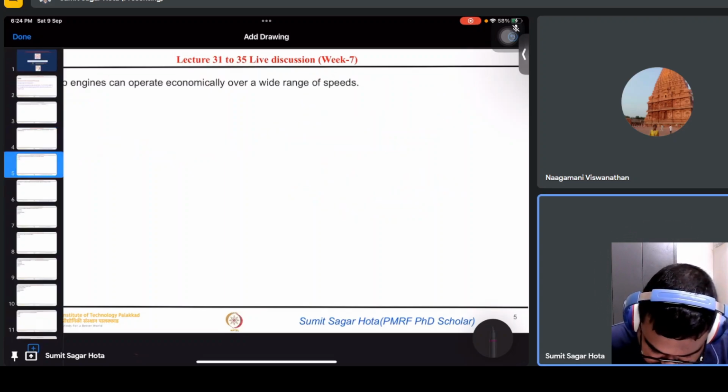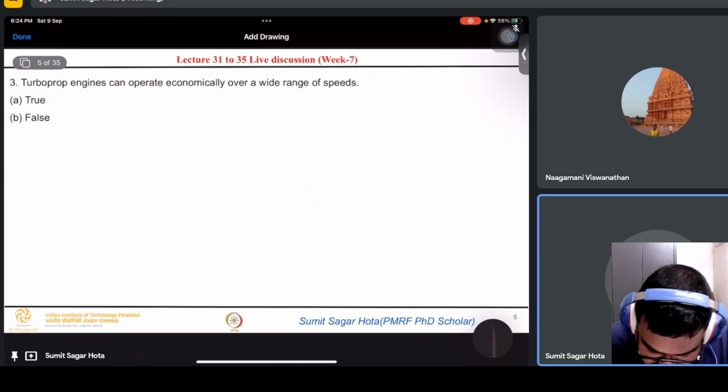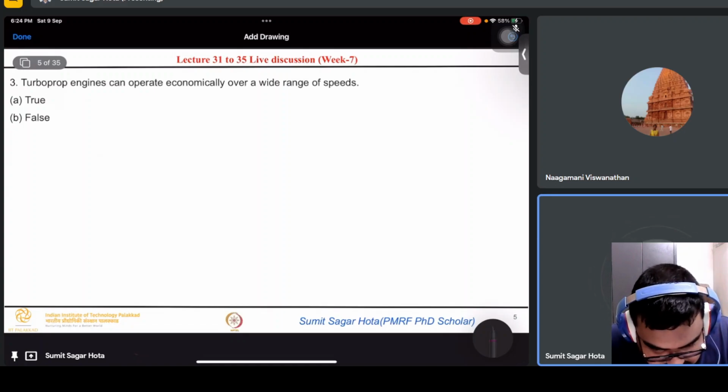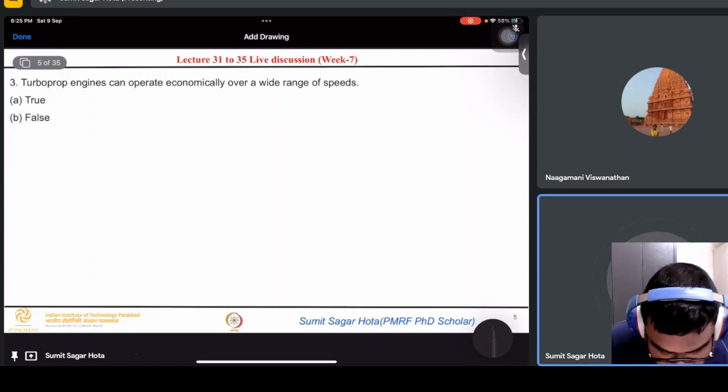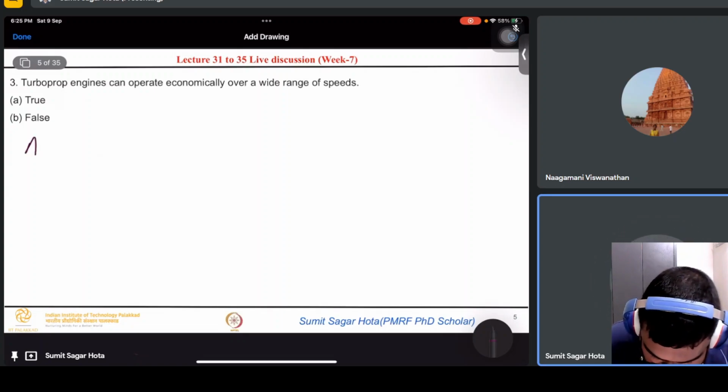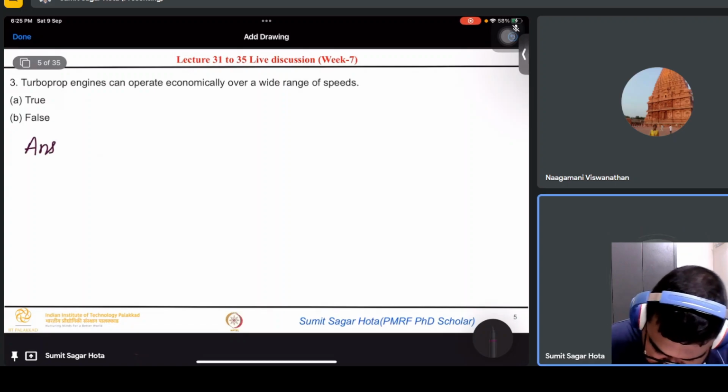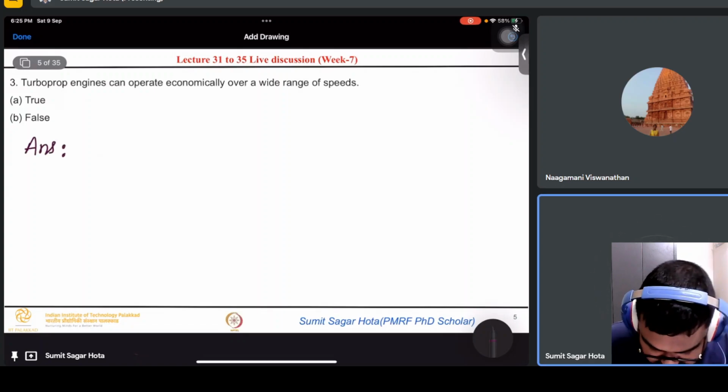Okay, next question. The turboprop engine can operate economically over a wide range of speed. Is it true or false? The answer is true. It can operate in a wide range of speeds economically.